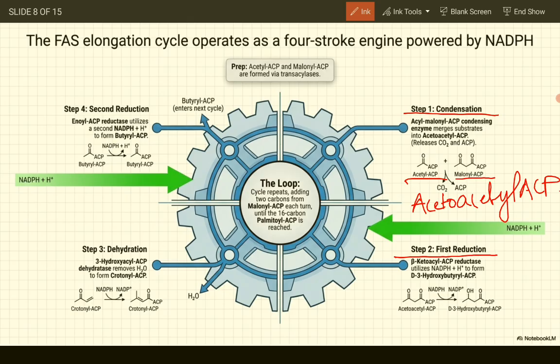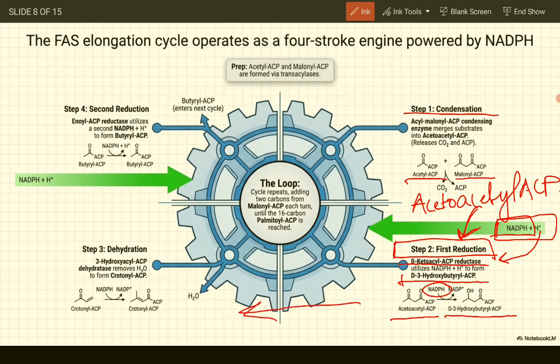Step 2 is reduction. So acetoacetyl ACP then undergoes reduction. The reducing agent is again NADPH. It provides H plus ion. So D3-hydroxybutyryl ACP is the molecule that is produced after acetoacetyl ACP is reduced. The enzyme used here is beta ketoacyl ACP reductase, and it utilizes NADPH as reducing agent. So acetoacetyl ACP produces D3-hydroxybutyryl ACP through reduction.